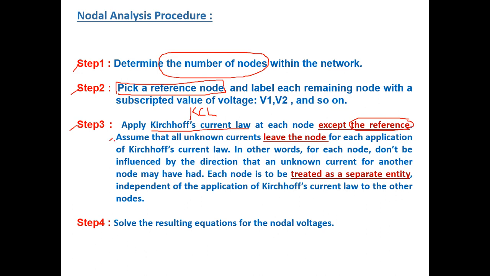And you have to assume something here. We need to assume that all the unknown currents, meaning the currents through the resistors whose values we do not know, are leaving the node. But if we have a current source, this is called a known current because we know its value. So assume all the unknown currents are leaving the node. Step number 4, solve the resultant equations, and you will see what we mean by these steps.